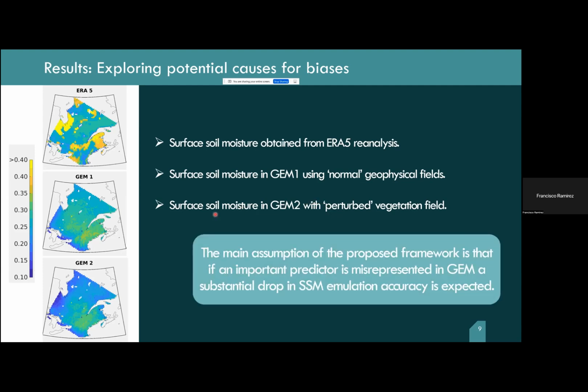And the framework's main assumption is that if a predictor is misrepresented in GEM, this will result in a significant drop in surface soil moisture emulation. And therefore, we will be able to associate that drop in regression with the bias of the predictor.